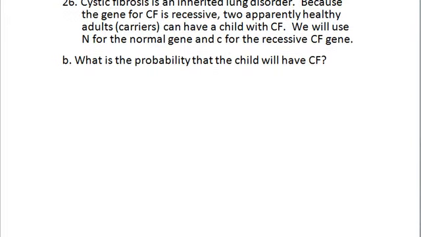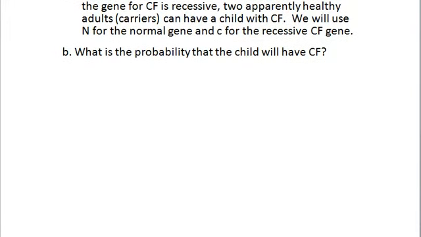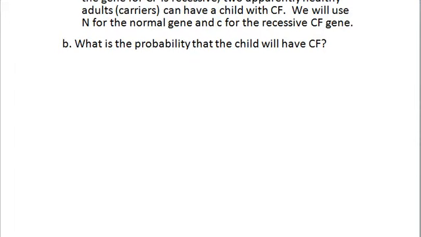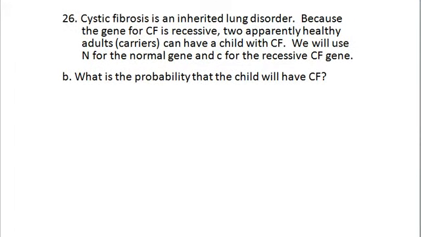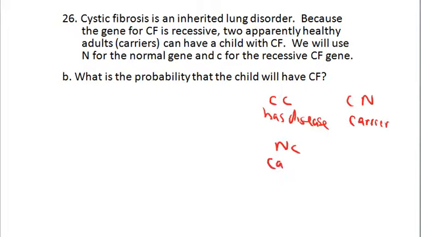The second part is, what is the probability that the child will have cystic fibrosis? Remember, I'm not going to sketch in the whole table, but what we ended up with from the table was cc, and that means the person would have the disease. We had cN, which meant the person was a carrier. We had Nc, which meant carrier, and we had NN, which meant normal.